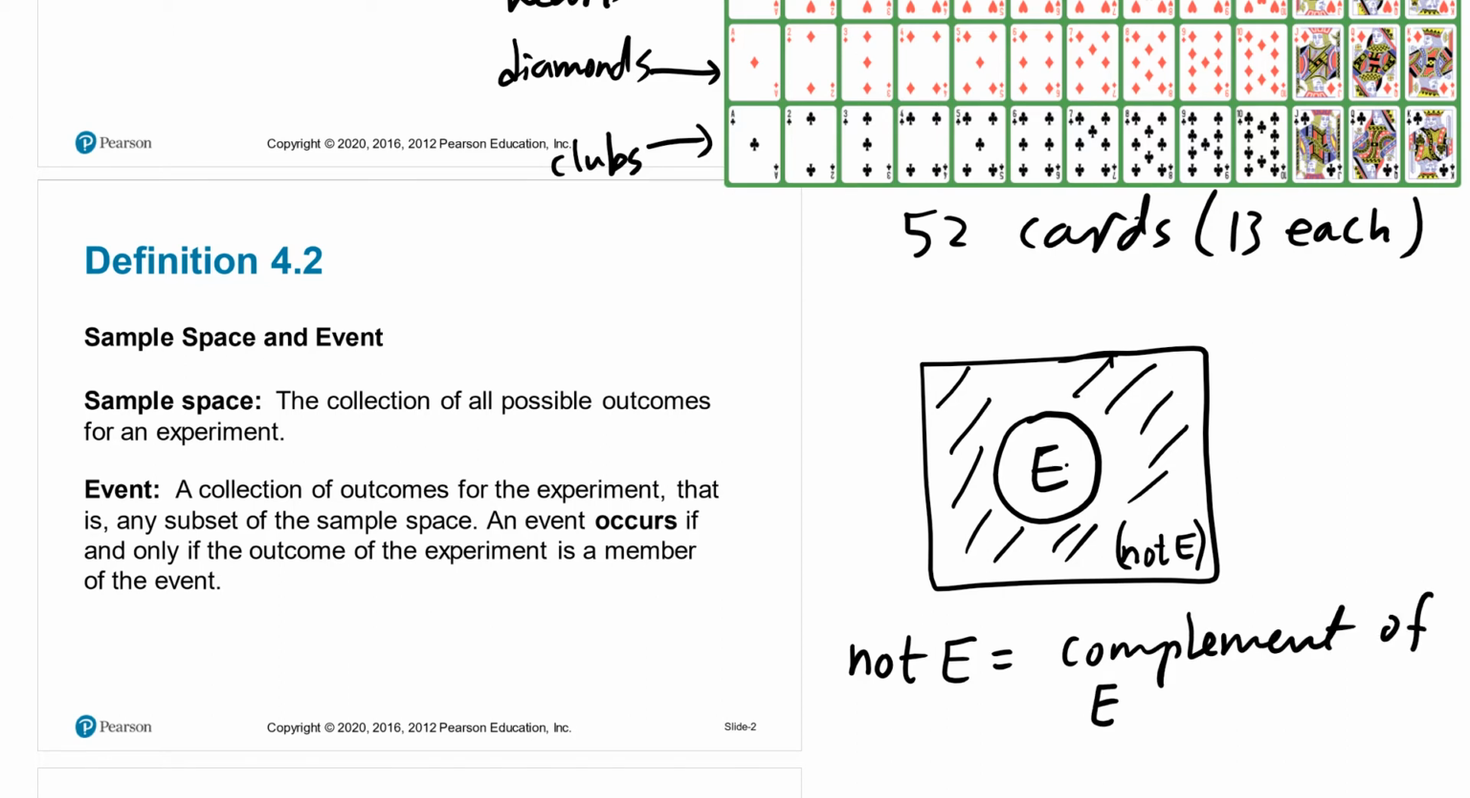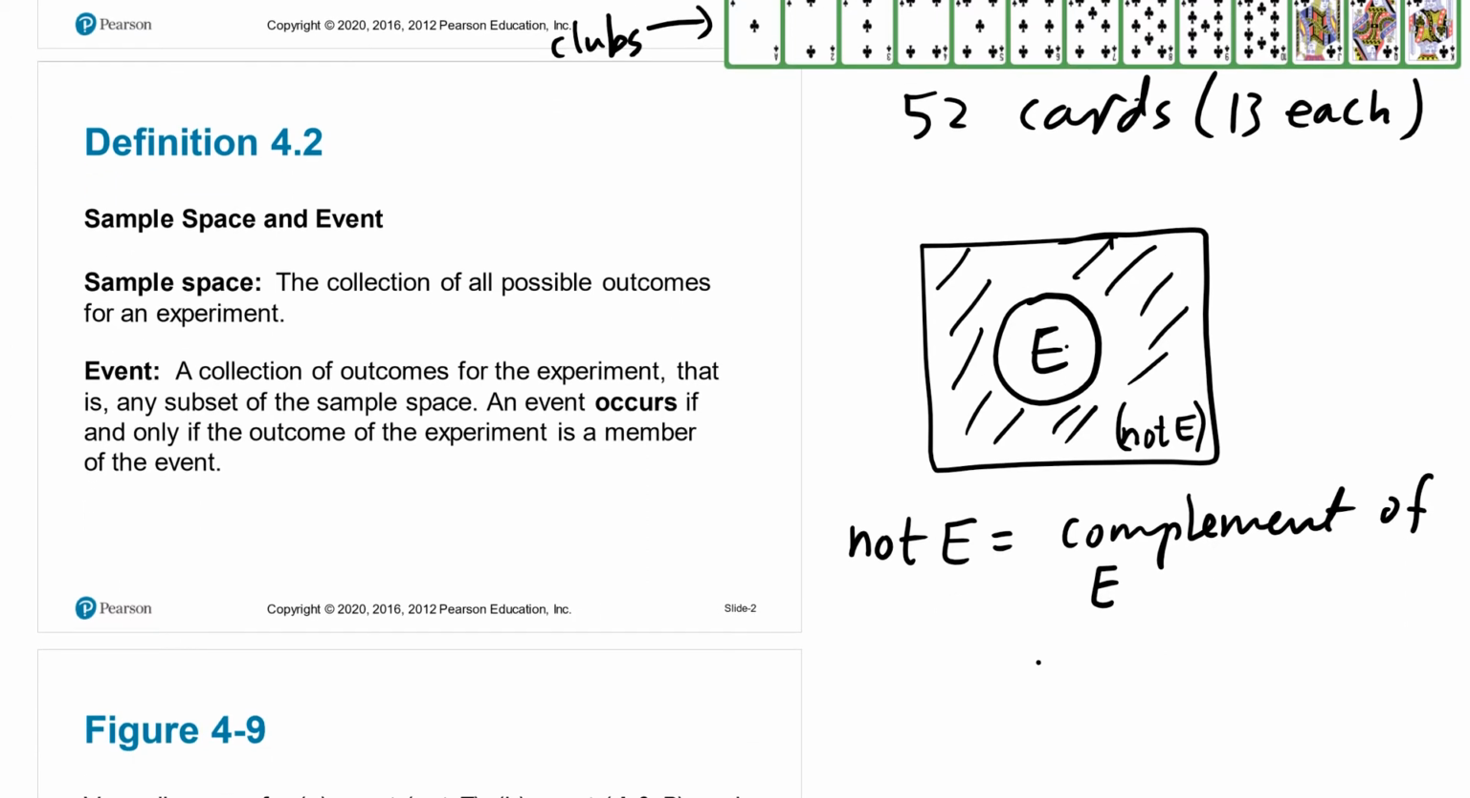Notation wise, the book doesn't do it here, but it's E prime like this, or E to the C for complement, or E bar. That's not E. Okay, that's the complement of E. As an example, let's say you talk about rain, no rain. Rain is the event, no rain is the complement of that event.